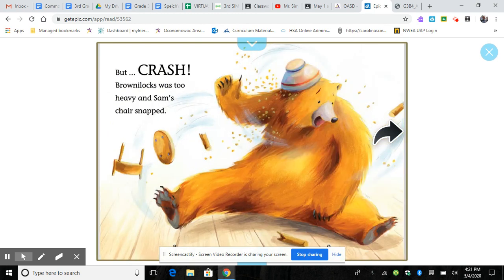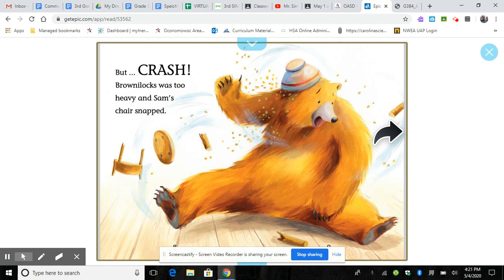We look through, she breaks a chair. That's similar to the Goldilocks book. She breaks a chair too, right? And so this is our plan. This is what you should be planning. You're not writing out your stories just yet. You're planning your stories, okay?